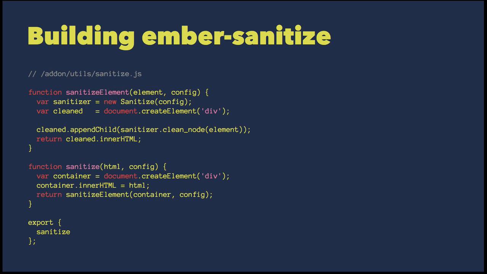So as an example, with ember-sanitize, in the addon directory I've got a util called sanitize.js, which basically just exports a function. You give it some HTML and a sanitizer config, and it spits out sanitized HTML for you to use.